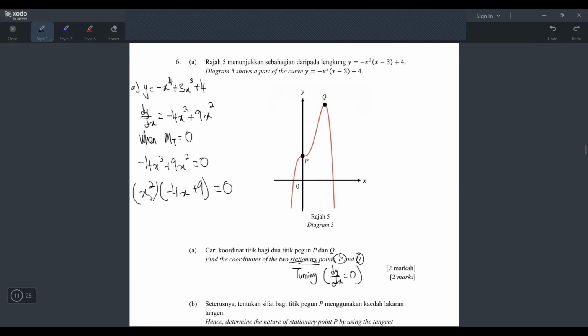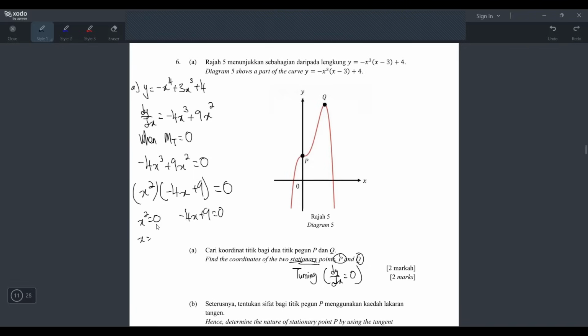And then now I will take the first bracket equals 0, second bracket equals 0. So it will be x square equals 0, and then negative 4x plus 9 equals 0. This is the correct way. This is the correct way to get the answer when it's power 3. Right? Because if you divide, then later your x is left with only one answer. So this is the correct way.